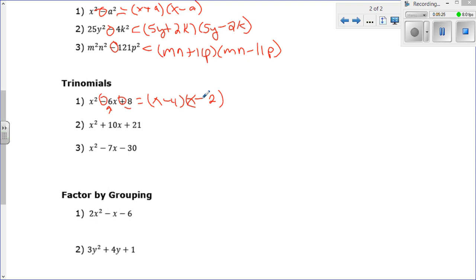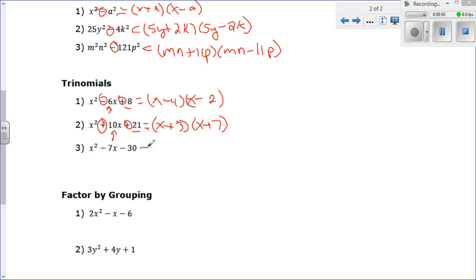Again, my last sign is positive, so I'm looking for factors of 21 that add up to 10. So my factors of 21 that add up to 10 are 7 and 3. My signs are the same since the last one's positive, and they take the sign in the middle, so they're both plus. So x plus 3 and x plus 7.